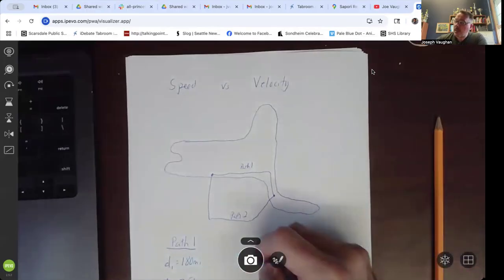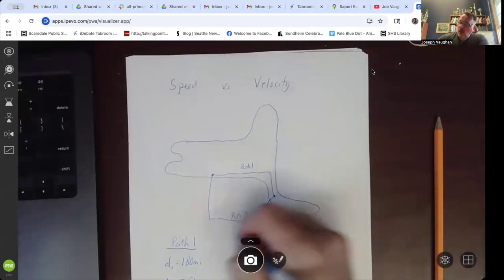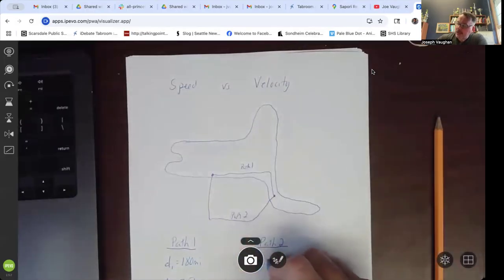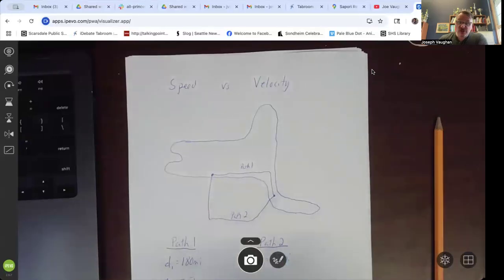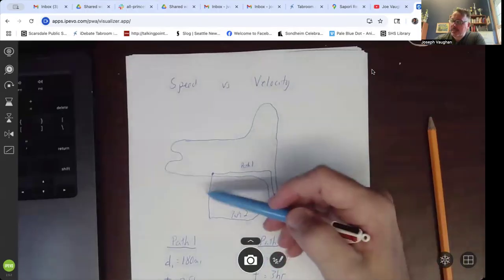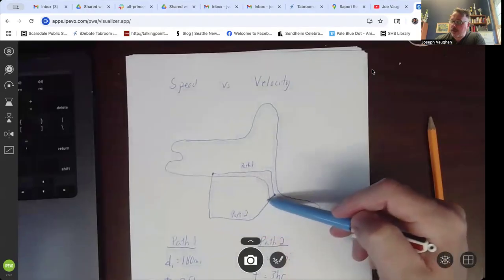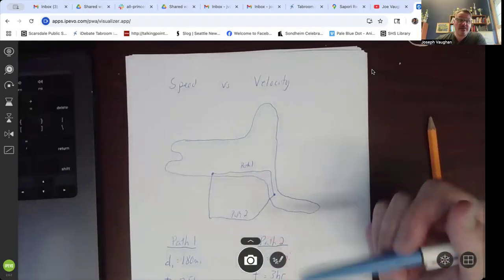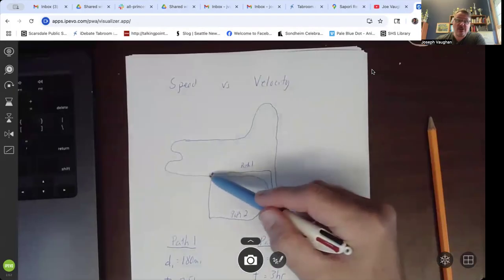All right. Then we talk path two. That's a little bit longer of a path. D2 is equal to 200 miles. But generally, when I drive that path and I don't get too much traffic, the time is actually a bit shorter, about 3 hours. And you might say, well, how is that possible? Well, it just so happens that this stretch of road in Pennsylvania has a very different speed limit than this stretch of road in New York.